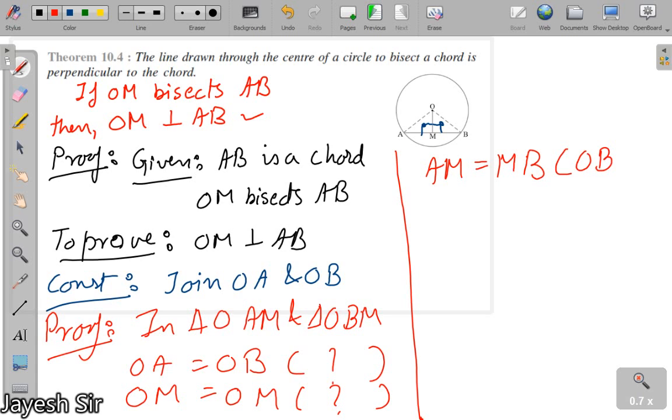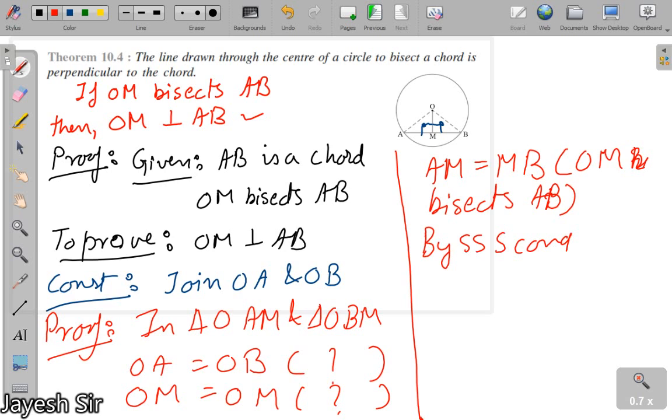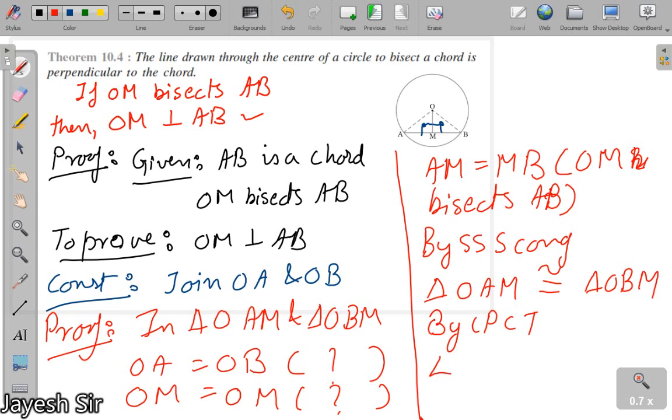Why? Because OM bisects AB. Line OM is bisecting AB. So by SSS congruency, triangle OAM is congruent to triangle OBM. By CPCT, angle OAM is equal to angle OBM.